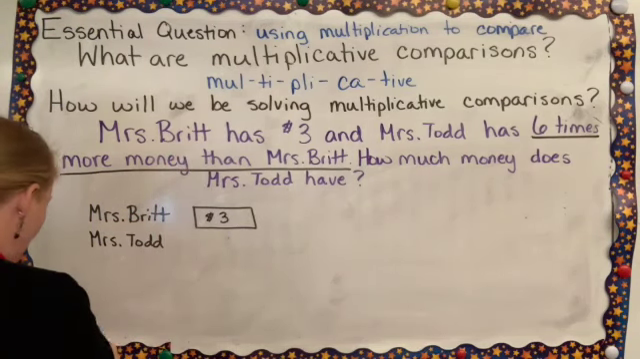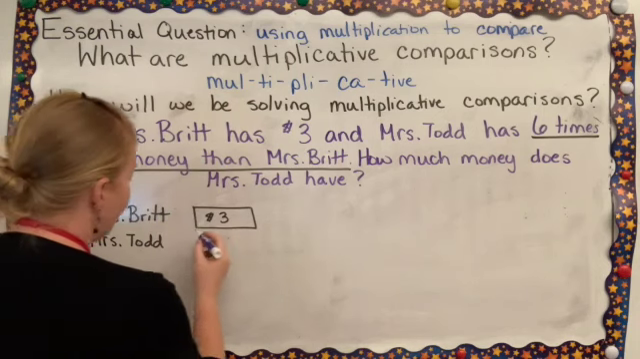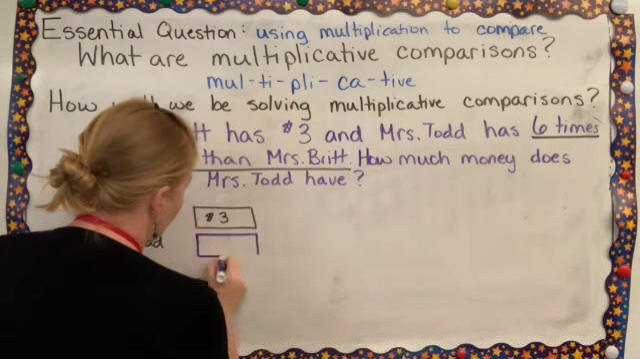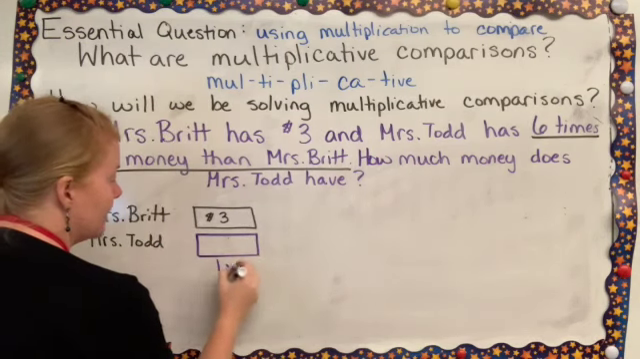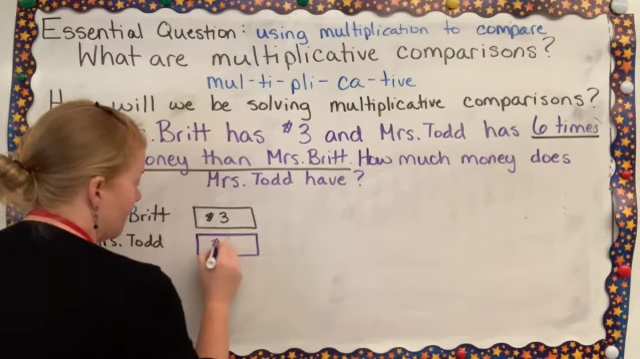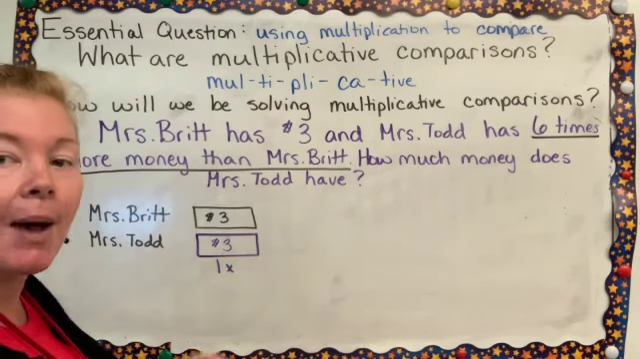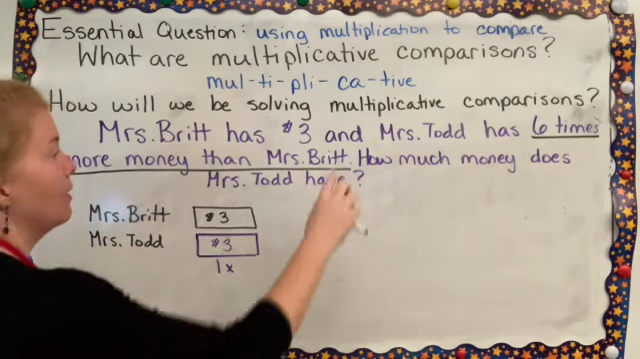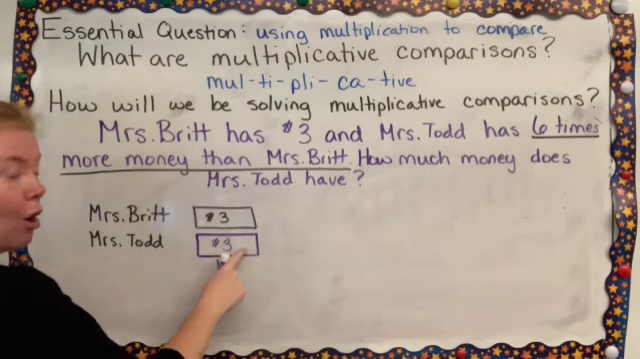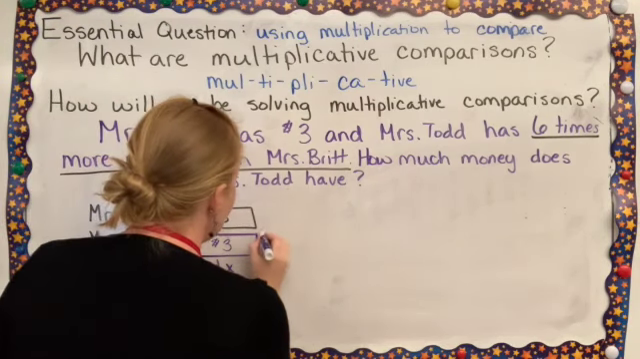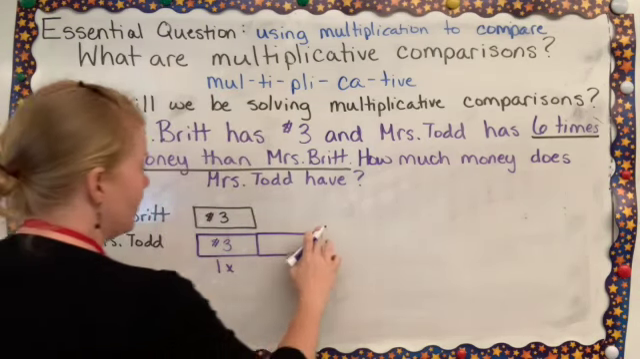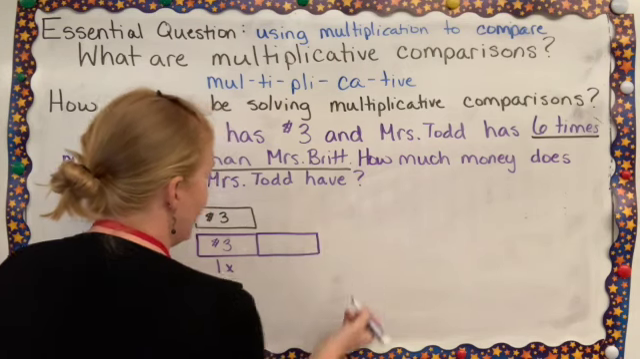So when I draw my model, I have to draw the same size rectangle. This is 1 times, because 1 times 3 tells me that she would have 3. But she doesn't have it 1 times. How many times more does she have it? Miss Todd has 6 times more. So because she has 6 times more, I don't draw the box 1 times. I draw it 6 times, and I try to keep my boxes to be the same size to the best of my ability, because remember, I am just drawing free-handed.